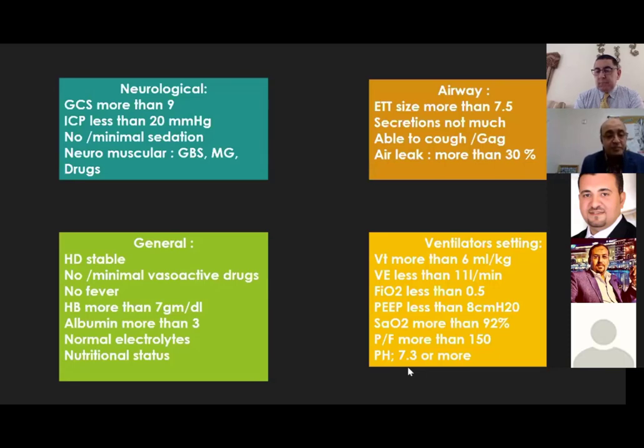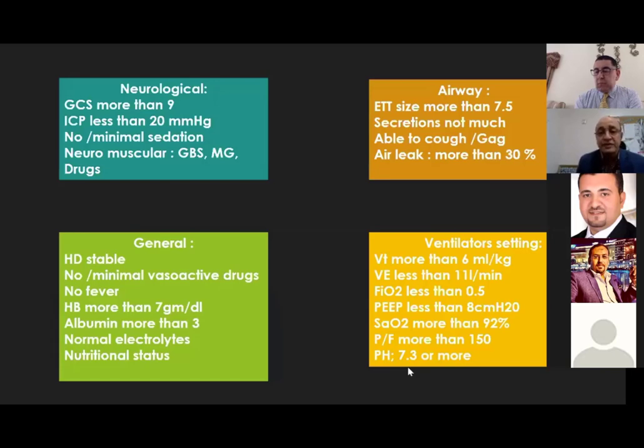Albumin is preferably more than 3. But again, the clinical context has to be taken into account, like nutritional status as well. It's not logical at all to try to wean somebody who is malnourished, very cachectic, just coming out of a very severe critical illness, and whose nutrition status is bad. You're not going to expect this type of patient to be weanable.